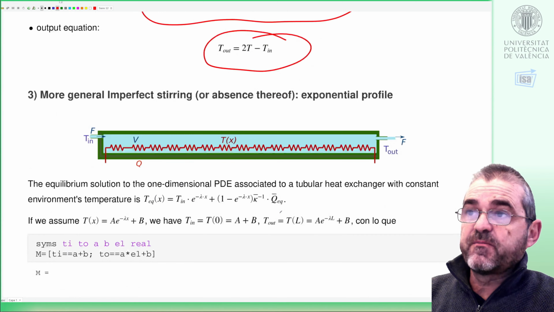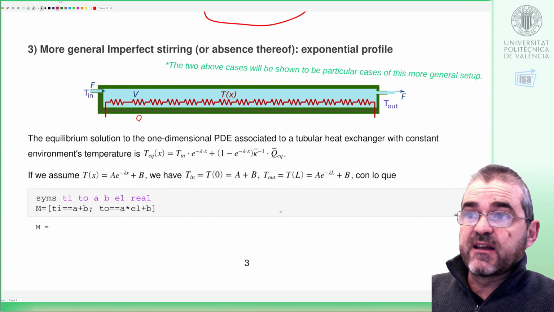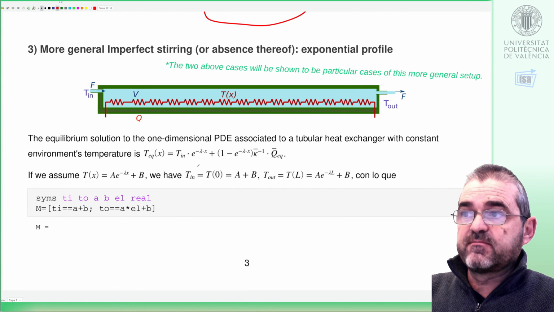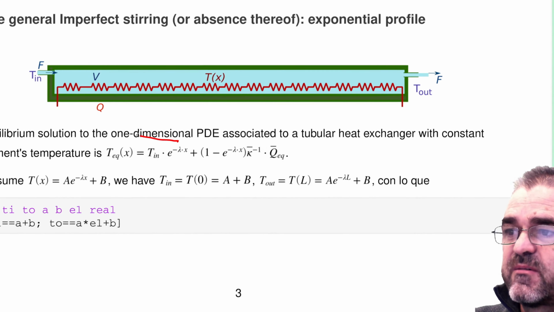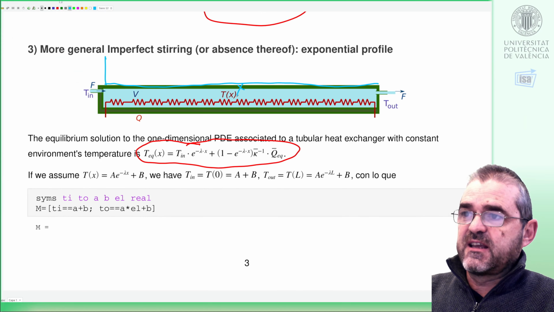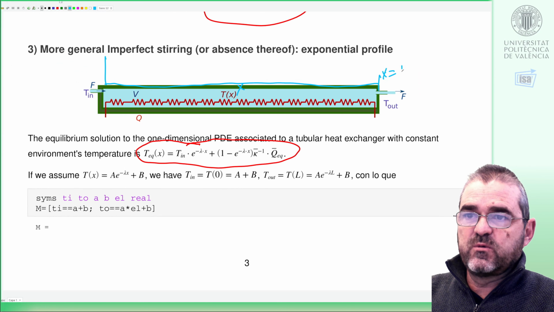Next, we will consider our main goal here. In fact, the above two cases will be particular cases of this one. We will assume that our temperature profile is exponential in length. Of course, if we model it as a first-order dynamic system, it will also be exponential in time. But in this case, we will assume an exponential in length distribution. This is x equals 0, this is x equals L.